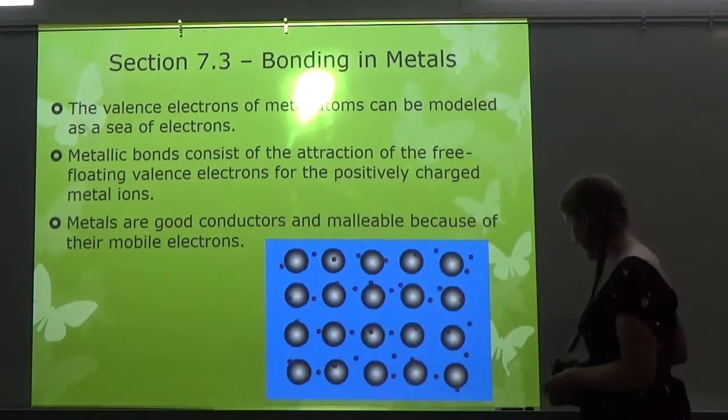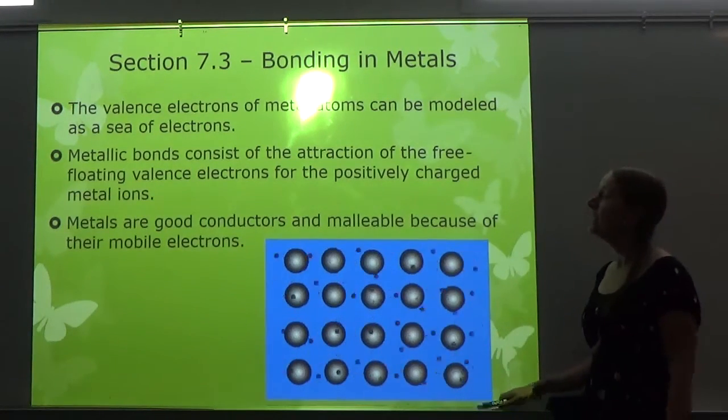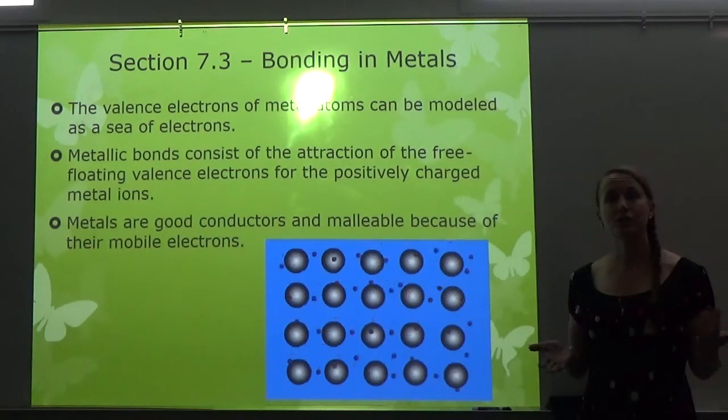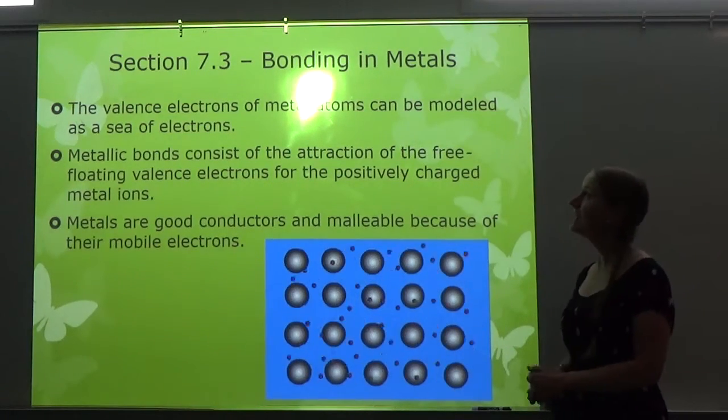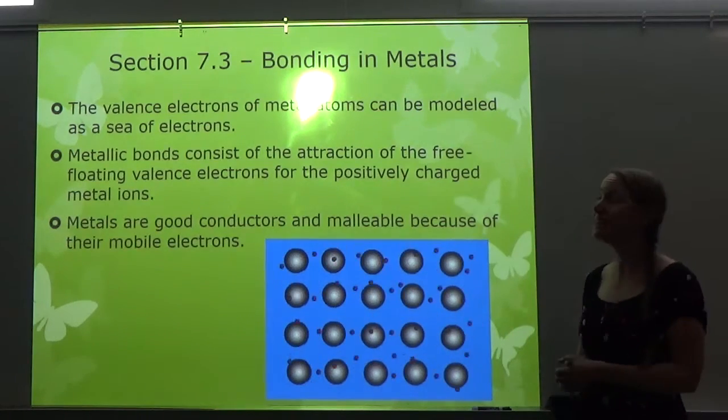Alright, so this is the section 7.3 lesson video for honors chemistry. In the first couple of sections of chapter 7 we were talking about ionic bonding, and now we're going to focus just for a little bit on metallic bonding, or bonding in metals.